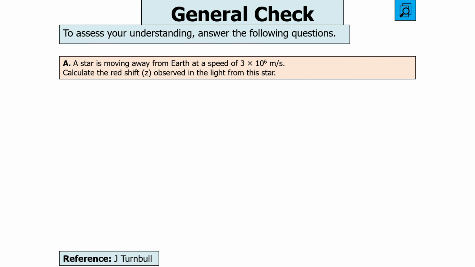A star is moving away from the Earth at a speed of 3 times 10 to the 6 meters per second. Calculate the redshift Z observed in the light from this star. Z is equal to v over c, so 3 times 10 to the 6 over 3 times 10 to the 8, so it equals 0.01.